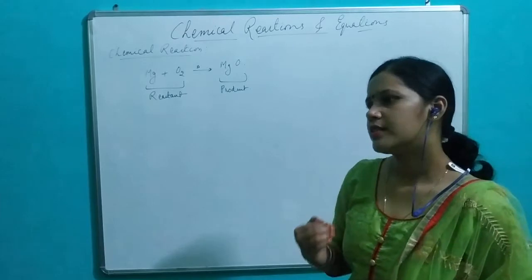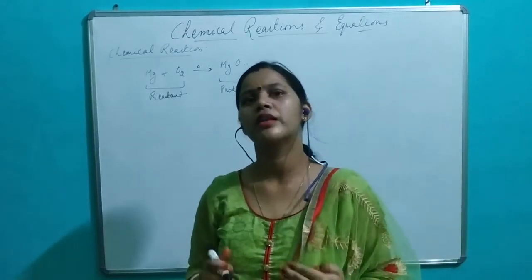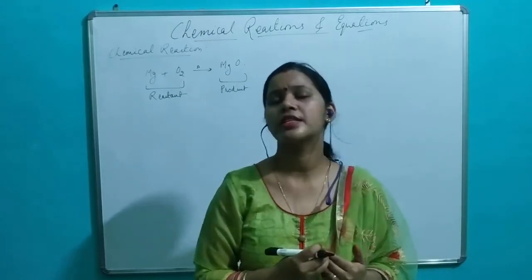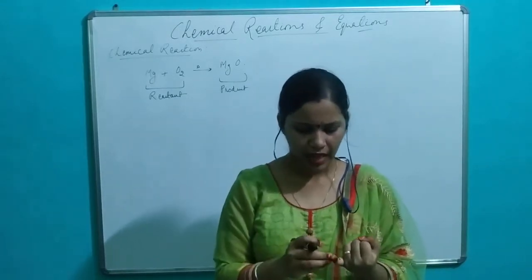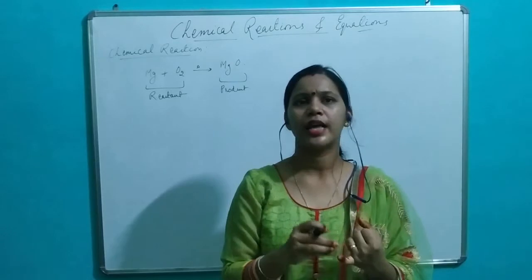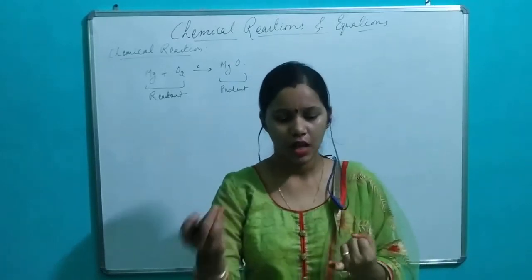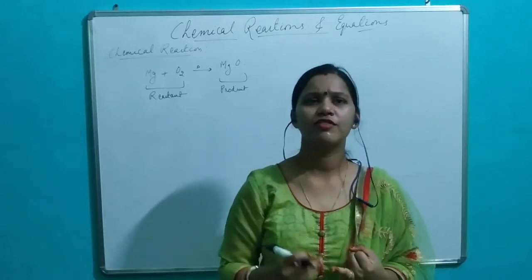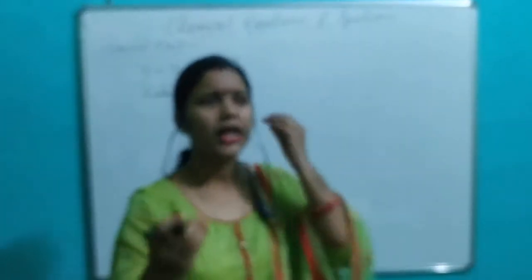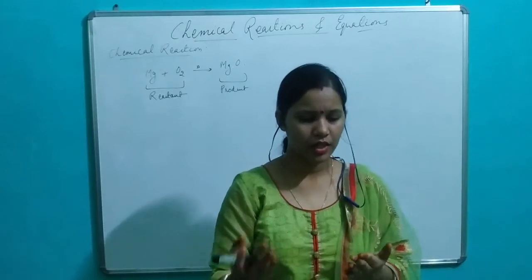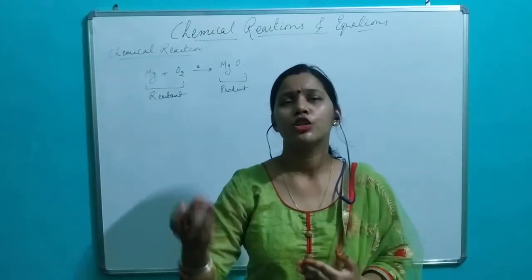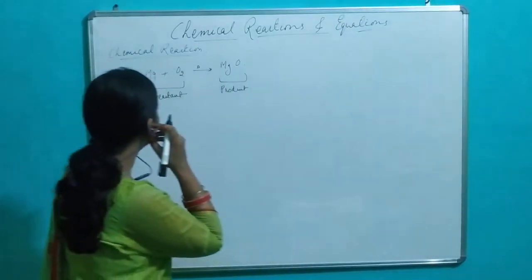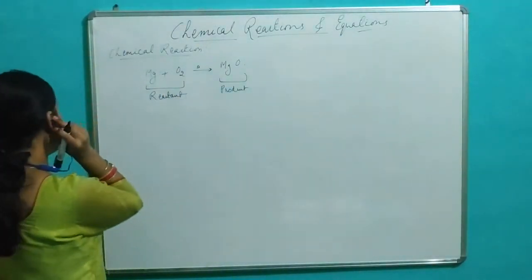Now, whenever there is a chemical reaction, there are some other characteristics that go along with it. For example, some chemical reactions happen with the evolution of a gas, some with the formation of a precipitate, some involve a change of color, some involve a change in temperature, and some involve a change in state. So we will now see the characteristics of a chemical reaction.